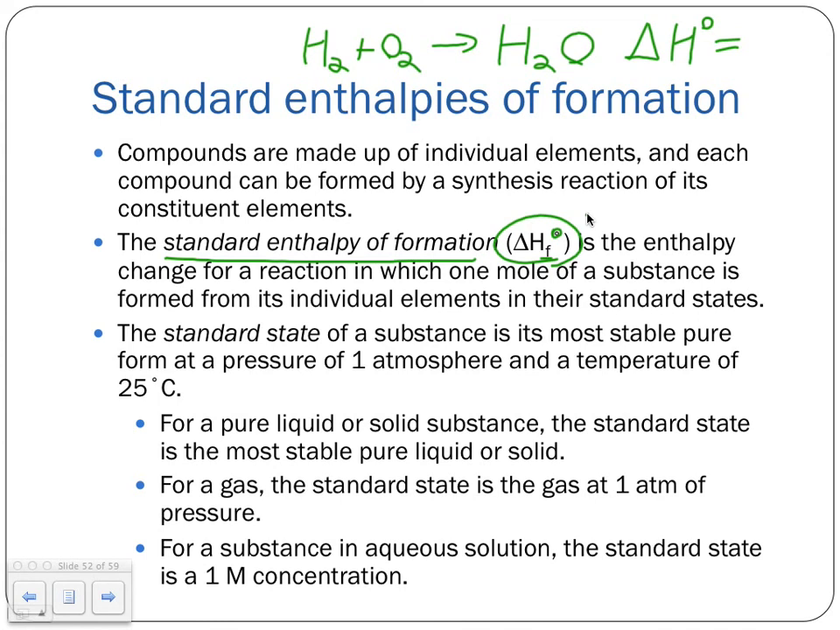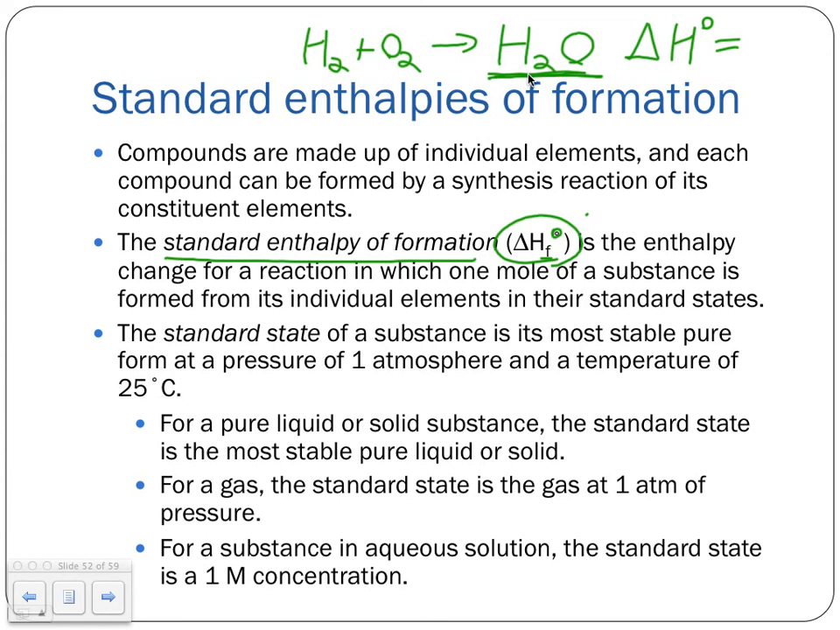This standard enthalpy of formation is the enthalpy change for a reaction in which 1 mole of a substance is formed from its individual elements in their standard states. So whenever we have this formation of H2O right here, it's basically saying, if I was forming this from its original elements and I was producing 1 mole of this H2O, what would be the enthalpy change, or the heat of reaction, for that particular reaction? What would delta H be?